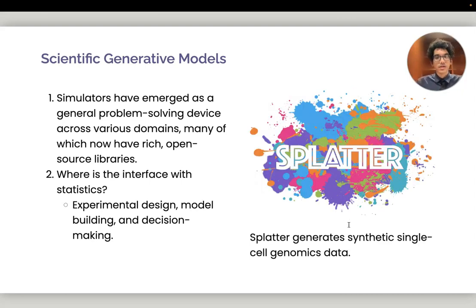Here's a simulator that's very common in the single-cell genomics space. So people will simulate synthetic single-cell data. I think of these kinds of simulations as being the new lingua franca of science. Across many different disciplines, people are getting used to thinking about generating synthetic data to encode their theories, to benchmark different methods. It's somehow a little bit more accessible than the abstractions that had been more common in the past.